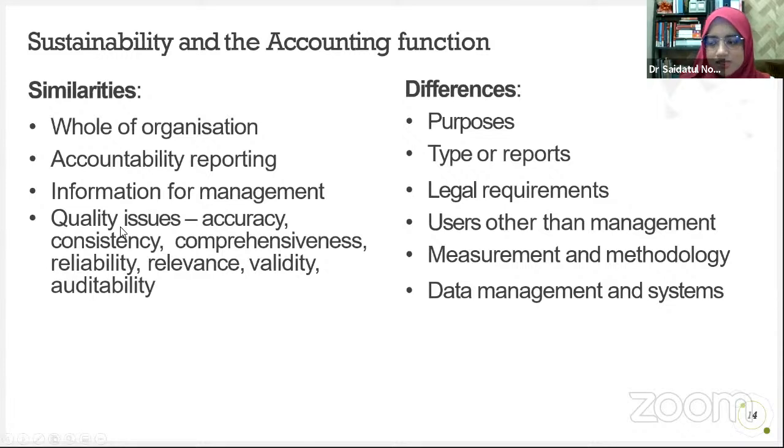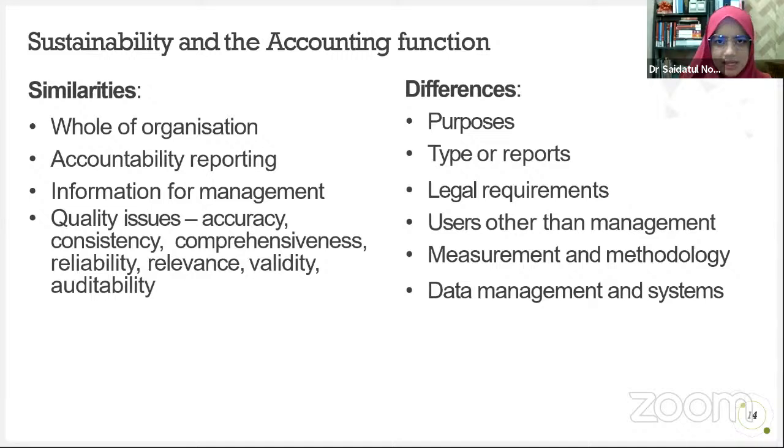Quality issues in terms of accuracy, consistency, comprehensiveness, reliability, relevance, validity, auditability. These are all the quality issues with financial accounting, but sustainability accounting and reporting also have these similar issues. It's just that for financial accounting, we have auditors that will audit, because auditing for financial accounting is a must, it's mandatory. But for sustainability accounting, it is not a mandatory requirement. So who is going to make sure that the sustainability report that businesses are producing is of good quality? Now, that is the problem when you don't make auditing of the report mandatory. Okay?